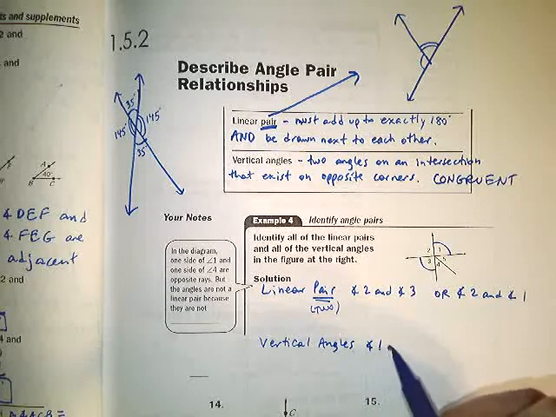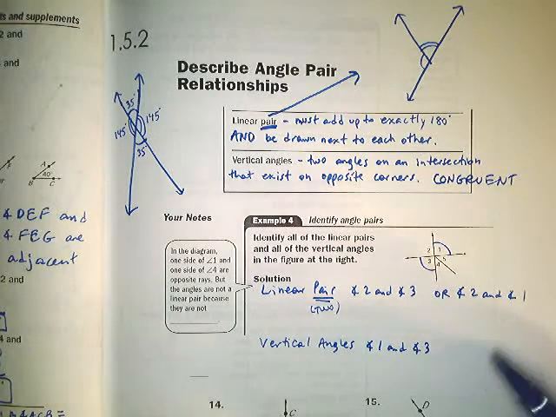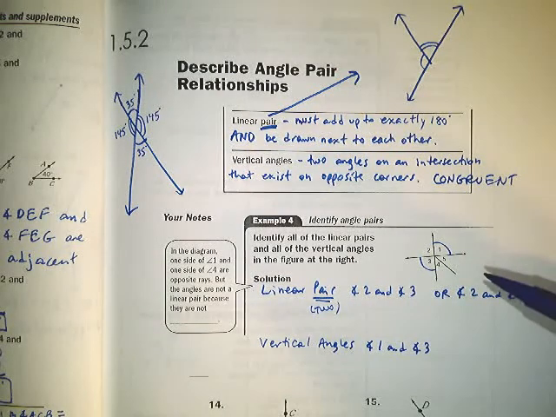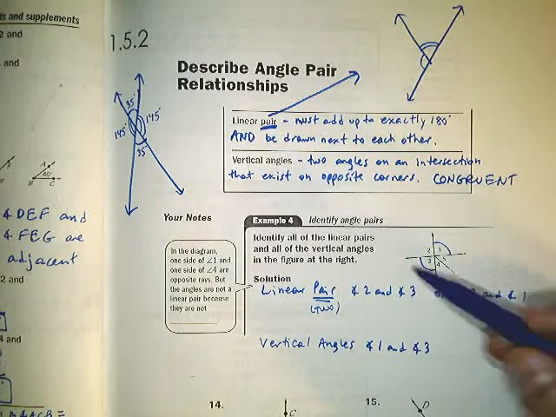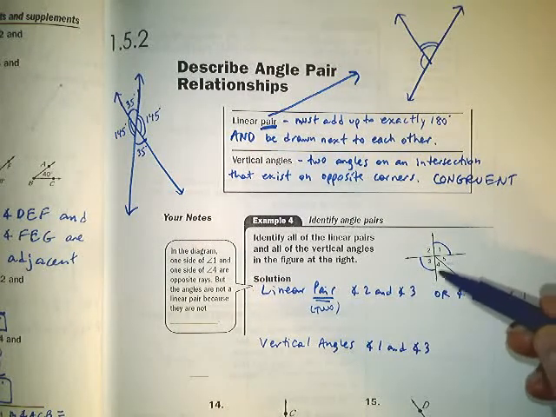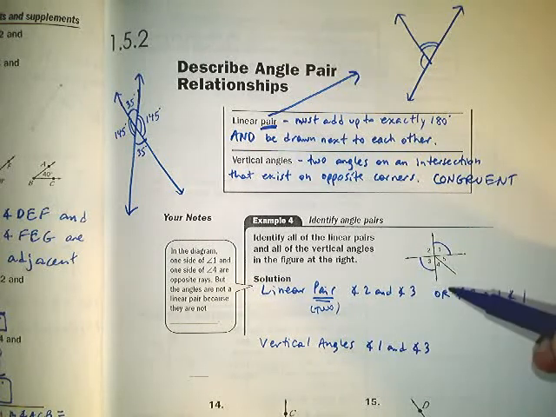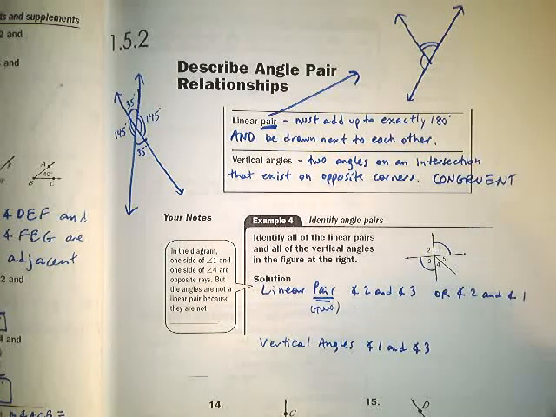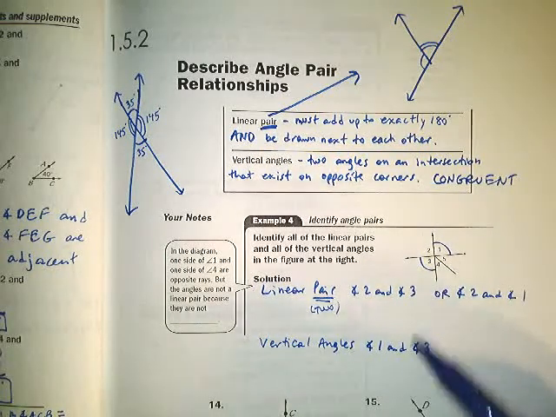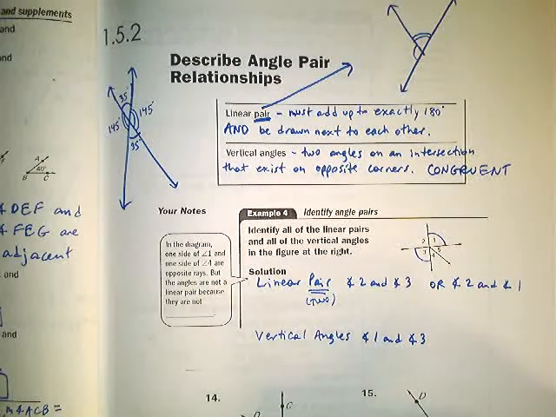Angle 1 and angle 3, that's a vertical pair. But I don't think we have any more. There aren't any angles that are exactly across from each other on an intersection, because 4 and 5 are together, but there's not one exactly across from 5 or exactly across from 4 that would be the same amount. So 1 and 3 are the only vertical angle pair example that we have. Okay.